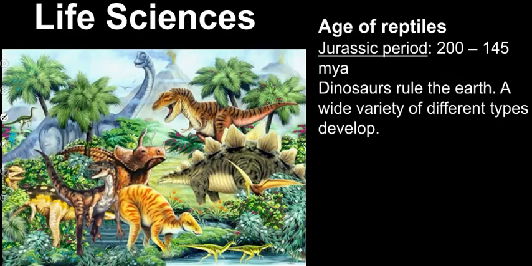Next is the well-known Jurassic period. And in the Jurassic period, which lasted more or less 50 million years, dinosaurs ruled the earth. A huge variety of different types of dinosaurs developed, and I'm sure from this picture you recognize some of them. You might even have had some of these as plastic toys when you were little.